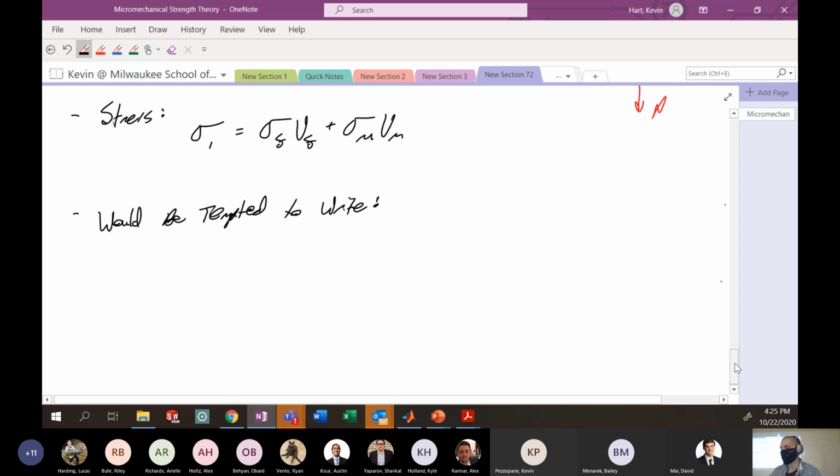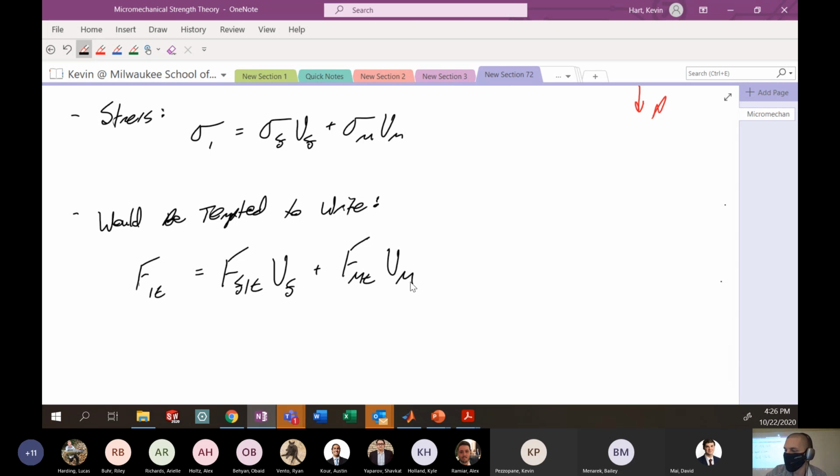Just like you did for the development of the stiffness, you might want to write that the strength in the one direction of the composite in tension, it's F1T, is equal to the strength of the fiber in the one direction in tension times the volume fraction of the fibers plus the strength of the matrix in tension times the volume fraction of the matrix. It seems like a very standard procedure, right? This is not correct. Oh my God, is this not correct?